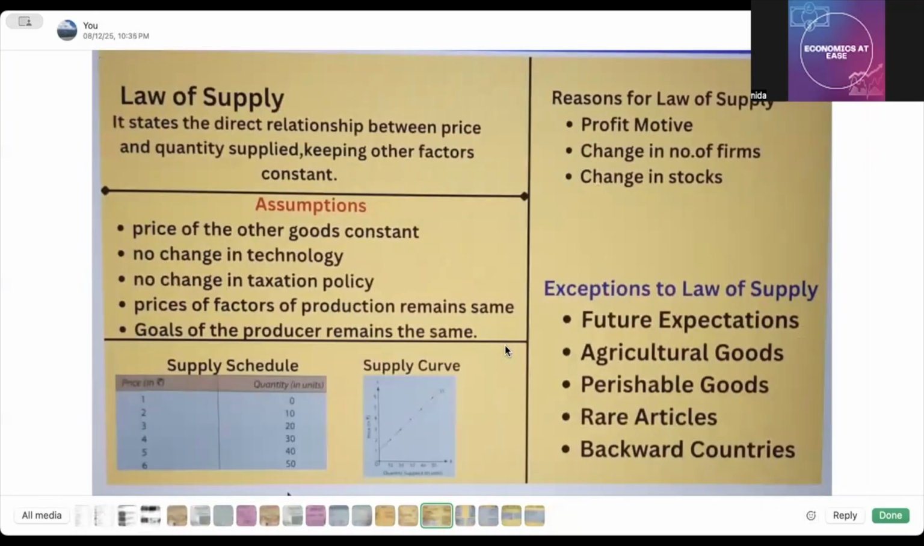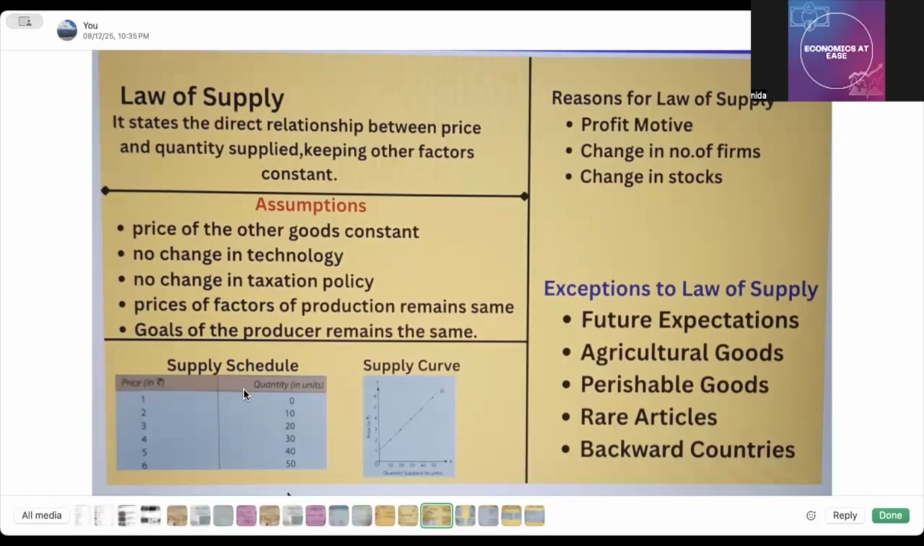Now, in the next slide, we can see the law of supply. The law of supply states a direct relationship between price and quantity supplied, keeping other factors constant. The assumptions, that is, which other factors are constant? Price of other goods, no change in technology, no change in taxation policy, prices of factors of production remain the same, and the goal of the producer remains the same.